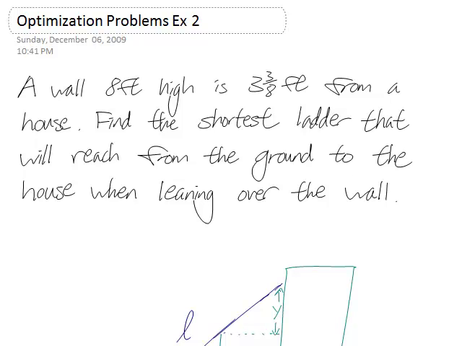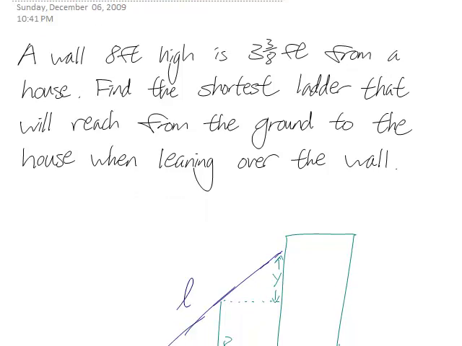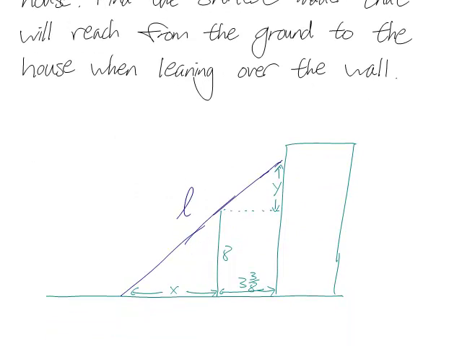Let's look at this optimization problem. A wall 8 feet high is 3 3/8 feet from a house. You want to find the shortest ladder that will reach from the ground to the house when leaning over the wall. So the first thing you do is you always draw a picture.